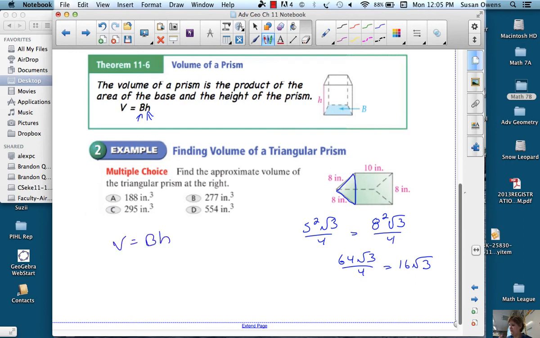And then the volume is going to be the area of the base times the height. So it's going to be 16 root 3 times the height going back. Remember, because we made the triangles the bases, the height of this is the 10. So this is going to be 160 root 3, and if we put that in our calculator, I get about 277 inches, and it's volume, so it's cubed.